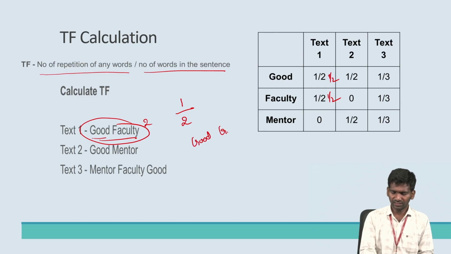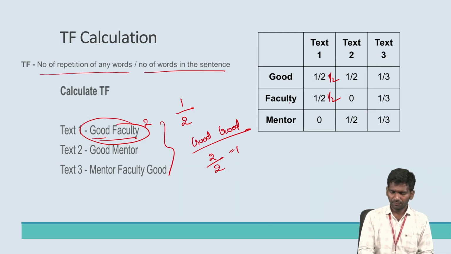If my sentence is like this, what will I get? Good is repeating how many times? 2 times. How many words are there? 2, right? 2 by 2. It will be 1. Then I will need to put that value here. So yeah, let us come back to this.